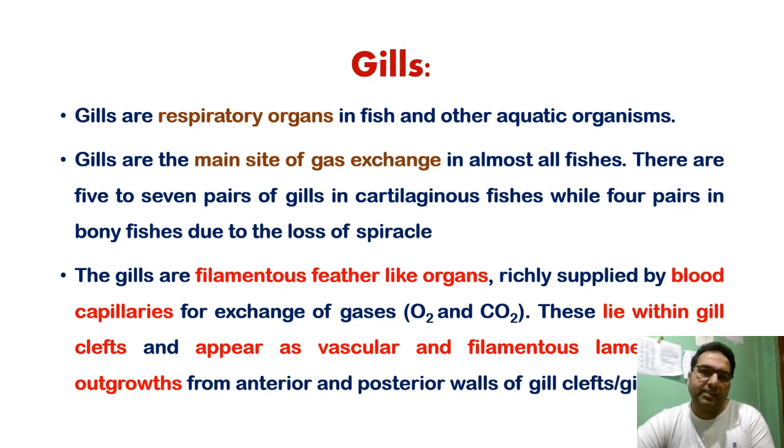When we talk about classification, the Linnean classification distinguishes fishes from other vertebrates by the use of gills as respiratory organs. Before that, all the organisms living in water were described as one group, whereas Linnaeus, on the basis of the gills, classified the fishes as different vertebrates from the others.